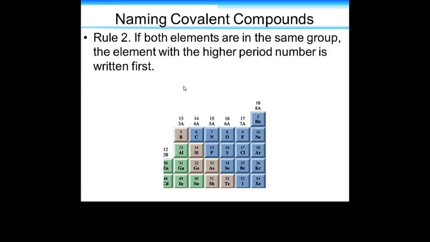Rule 2, if both elements are in the same group, the element with the higher period number is written first. Now remember, it goes period 1, 2, 3, 4, 5, so we mean a lower period going top to bottom, and therefore a higher number. So SO2, sulfur is lower down with a higher period, period 3. So that is written before oxygen, which is in period 2.